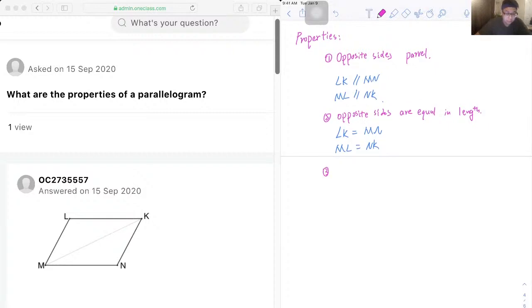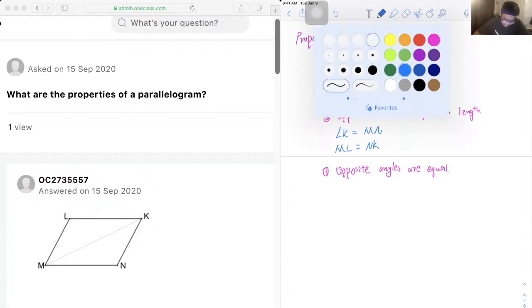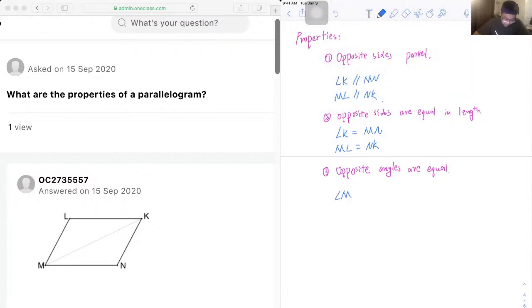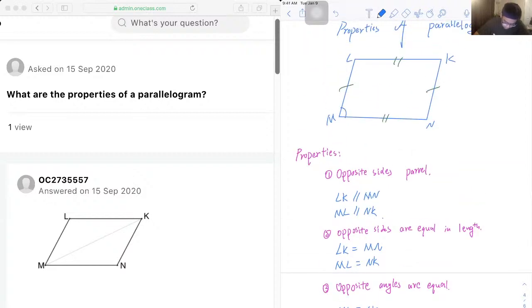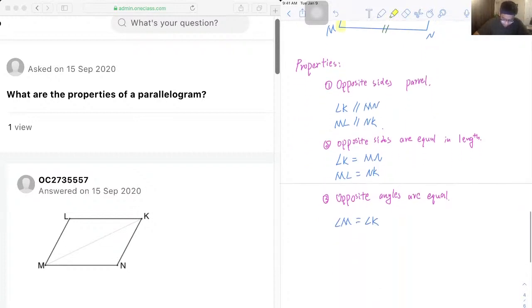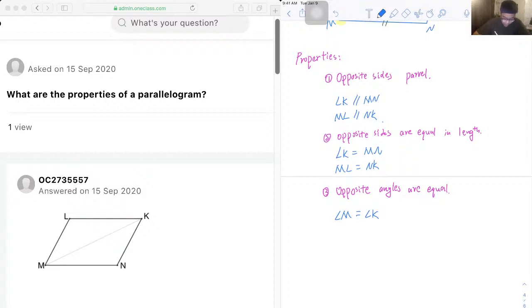Okay, so the third property will be the opposite angles are equal. And what I mean by that is the measurement of angle M is equal to the measurement of angle K, which is right here. And also the measurement of angle L is equal to the measurement of angle N.